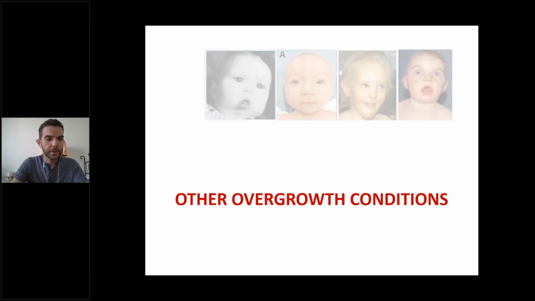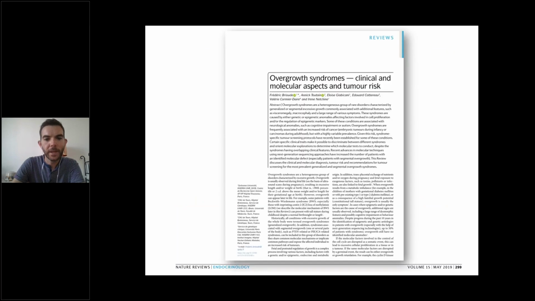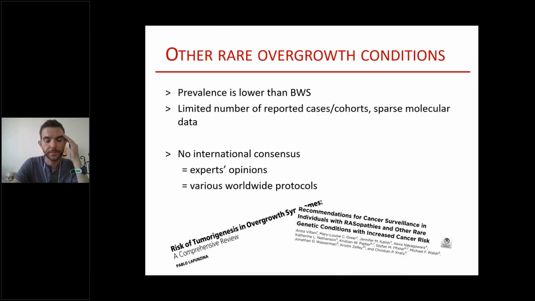So after Beckwith-Wiedemann syndrome, I will talk to you about other overgrowth conditions. I won't make a catalog of those syndromes because it would not be very interesting for you. If you are interested in those rare conditions, we wrote a review 2 years ago, also published in Nature Reviews Endocrinology, about those syndromes, specifically describing the tumor risks associated with these conditions.